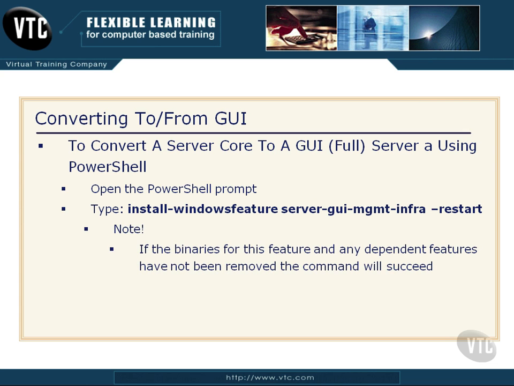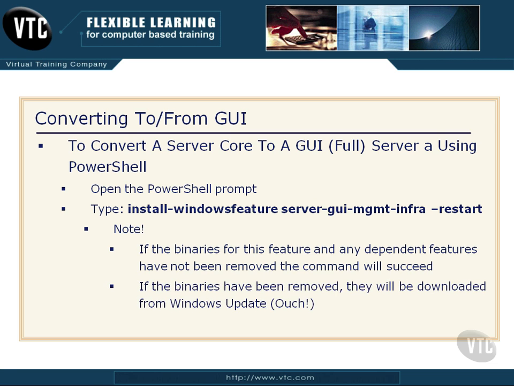Now look at the note here. This is important. Watch for this on the exam. If the binaries for this feature and any dependent features have not been removed, the command will succeed. Everybody will be happy. But if for some reason you've removed the binaries, they're not sitting out there on the drive for all this stuff, they're going to automatically be downloaded from Windows Update. Notice the word ouch. These can be some pretty sizable downloads, and it could take a while for that to happen and get everything in place and for your restart to finally finish and all your graphical user interface to be there. There's a workaround here.